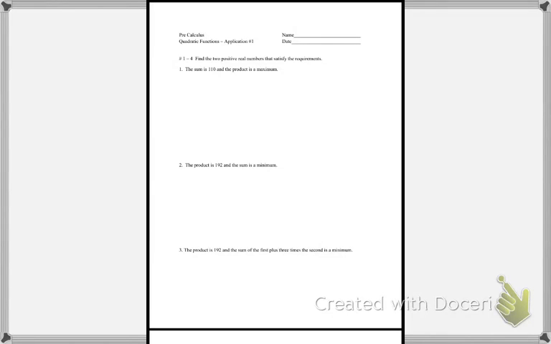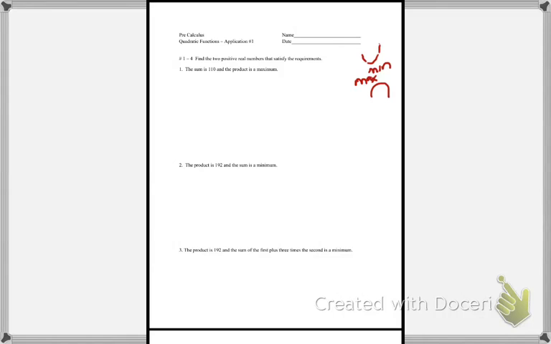In classwork 5, we are looking at applications for these parabolas. Now, parabolas will either open up this way, in which they have a minimum, or they will open down, in which they have a maximum. Either way, this helps us.